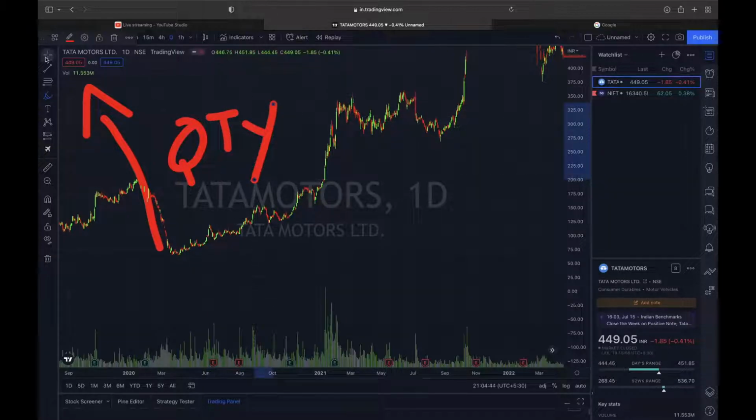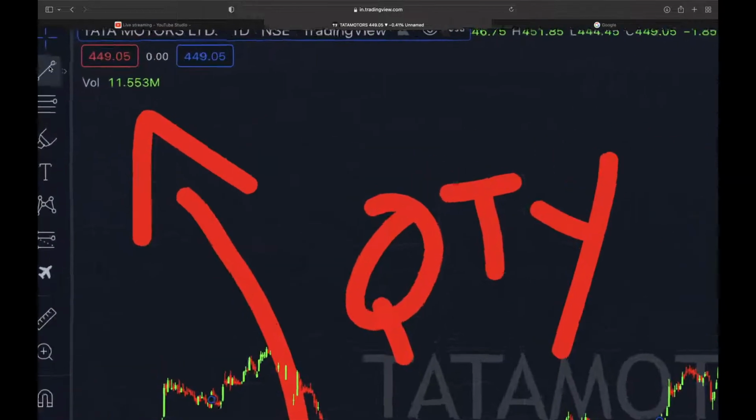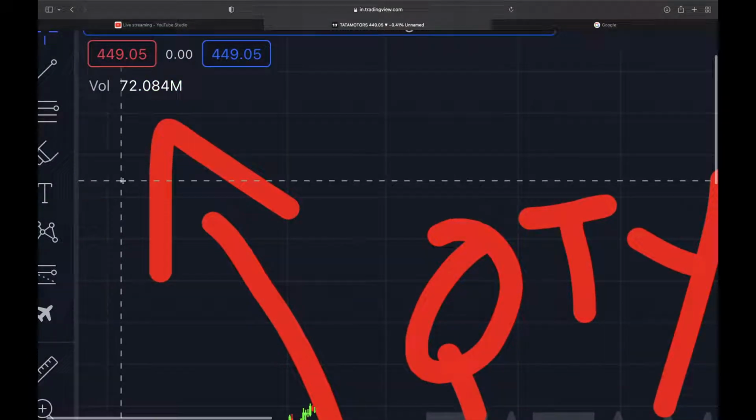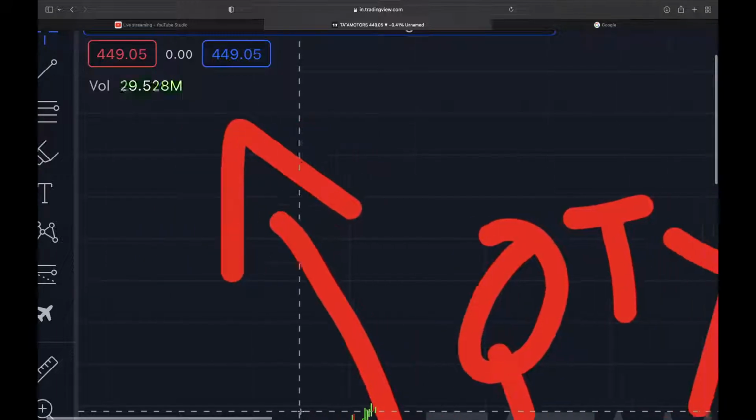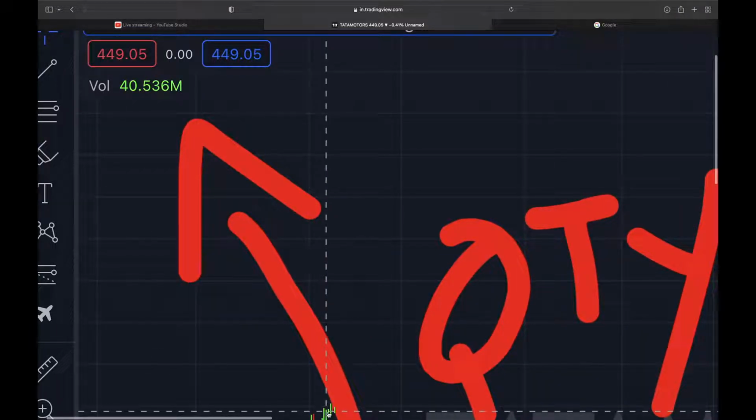the quantity. So for example, you just click on some candle and you can just check it out how many shares were bought or sold. So like see, it's showing right now in this particular candle, it is showing how much? 40 million.